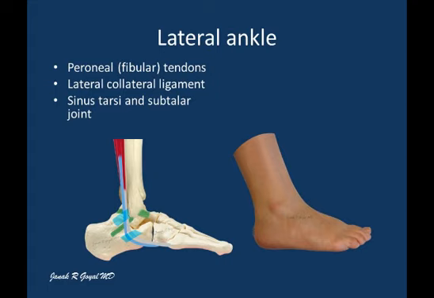For the examination of the lateral ankle, the patient may be seated or supine with a slight inversion of the foot. The structures which can be examined on the lateral side of the ankle include the peroneal tendons, the peroneus brevis and peroneus longus, and the three components of the lateral collateral ligament, sinus tarsi, and the posterior subtalar joint.